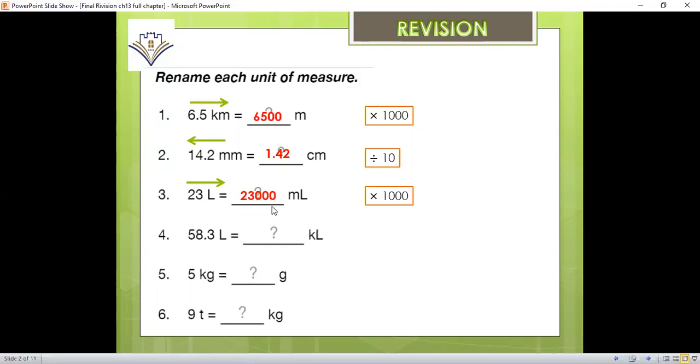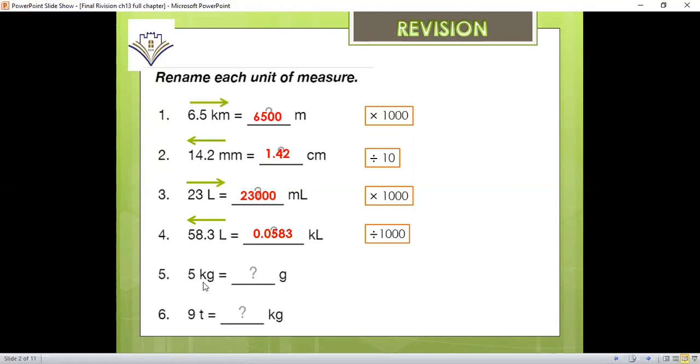Number 4: 58.3 liters equals dots kiloliters. Then we need here to divide by 1000. Why divided by 1000? Because we rename from smaller unit as larger unit. From smaller unit to the larger unit, divide by 1000. Then move the decimal point 3 places: 1, 2, and then put another 0. Then the answer is 0.0583 kiloliter.